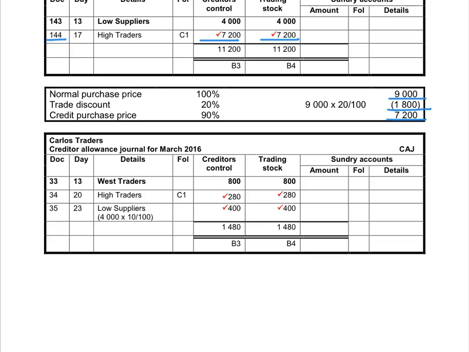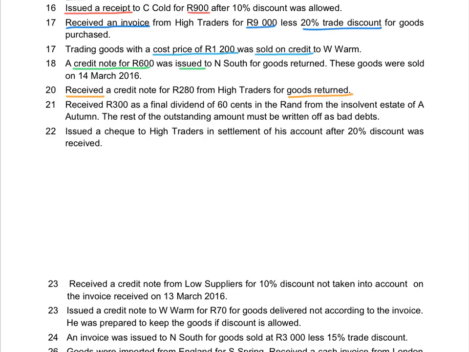The next number is number 34. In the creditors column, we will show that we will reduce the debt of the creditor. We return goods, so the value of our trading stock decreases.